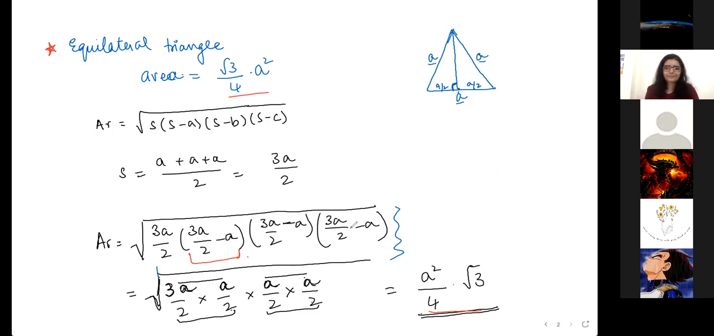Okay. All right. This is an equilateral triangle. So whenever you come across a question asking about an equilateral triangle, you can directly use this formula. You don't have to go with Heron's formula or finding the height. You don't have to do all of that. Just go with this one step, straightforward.